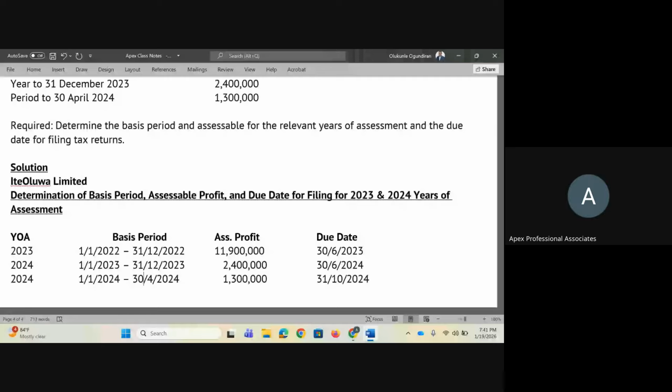So the due date is the date that you must file with the tax authority, otherwise you will be paying a penalty for not filing. The date you are expected to file to avoid penalty is called the due date, and that's 6 months from the accounting year end or 6 months from the date of cessation.